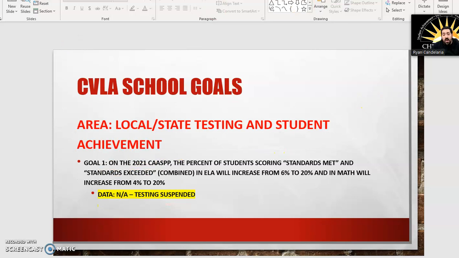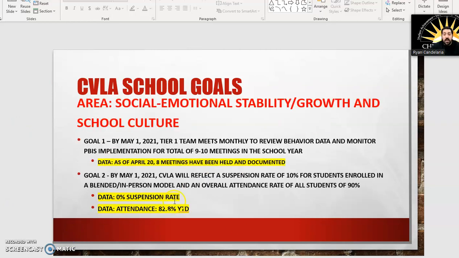Our third goal, in the area of local and state testing, has no data. This goal focused on students meeting standards met and standard exceeded on the SBAC or the CAST from the online CAASPP accountability system. And as of right now, we will not have any pertinent data because testing has been suspended.